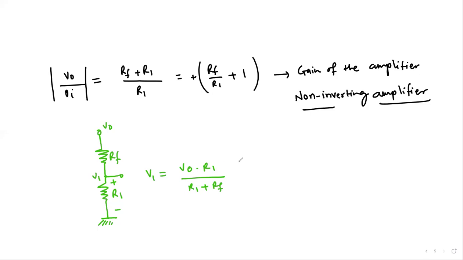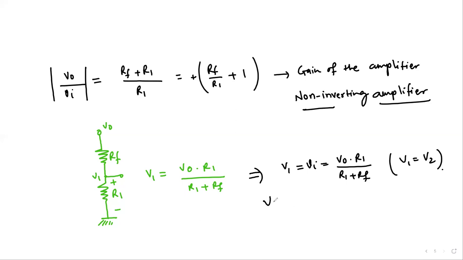So this is again happening because of the infinite gain and the virtual ground concept. What we can write here is the expression for Vi, because we know that V1 is nothing but Vi. So Vi would be Vo times R1 over R1 plus RF. This is V1, that equals Vi, and that is the expression right here, because we know that V1 equals V2.